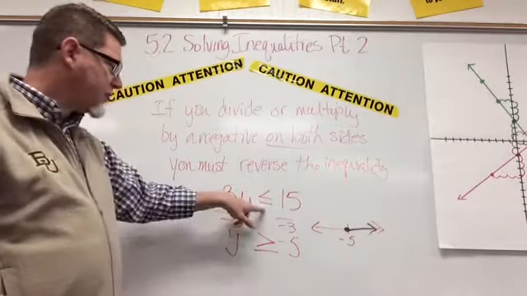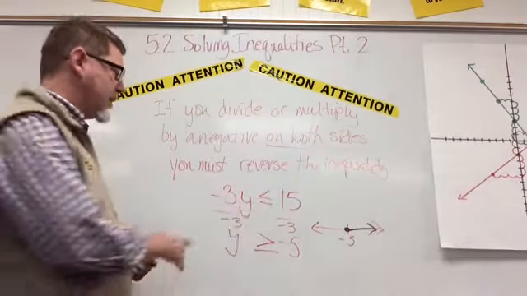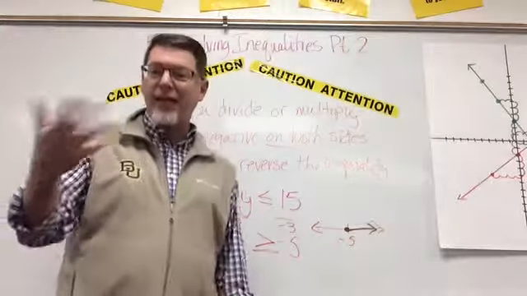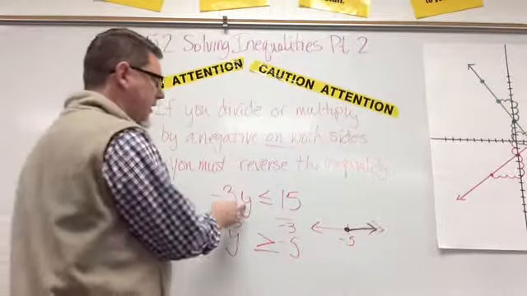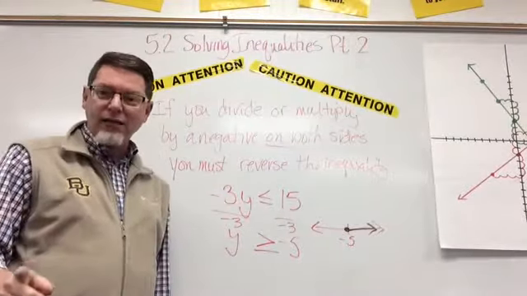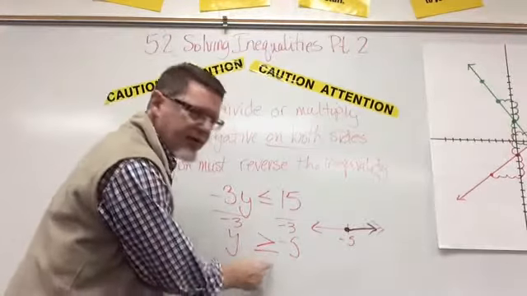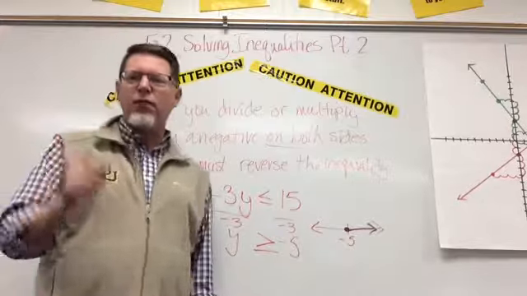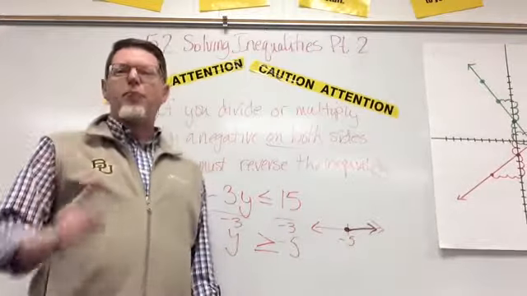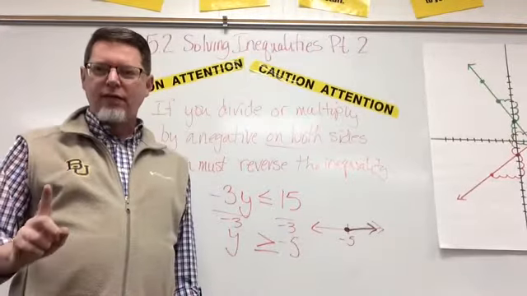Let's try if I didn't switch it, if I wanted to do one that was less than. If I do less than -5, let's do -10. -3 times -10 is +30, which is not less than or equal to 15, which proves that I have to reverse the symbol whenever I'm multiplying or dividing by a negative number.